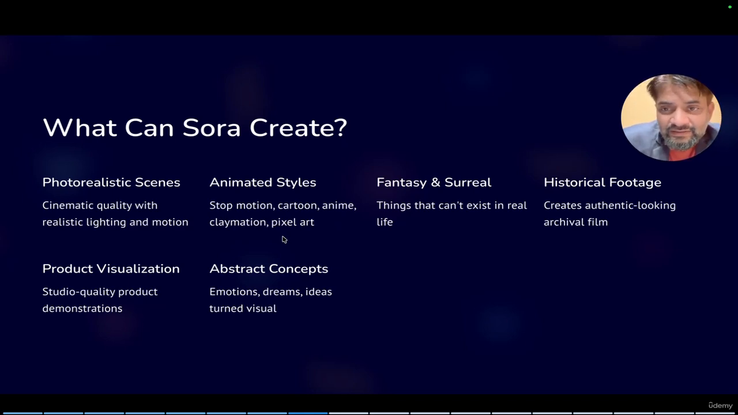Historical footage of California during the gold rush. Sora creates something that looks like archival film. Product visualization, a new sneaker rotating on a platform, studio lighting, shadows moving realistically. Abstract concepts, emotions, dreams, ideas turn into visual sequences. Well, the model understands camera movements, pan, zoom, dolly, tracking shots, aerial views, lighting, golden hour, dramatic shadows, neon glow, natural daylight, character consistency. The same person can appear throughout the video doing different things. And scene dynamics, wind blowing through the hair, water rippling, dust particles in light, and so on.